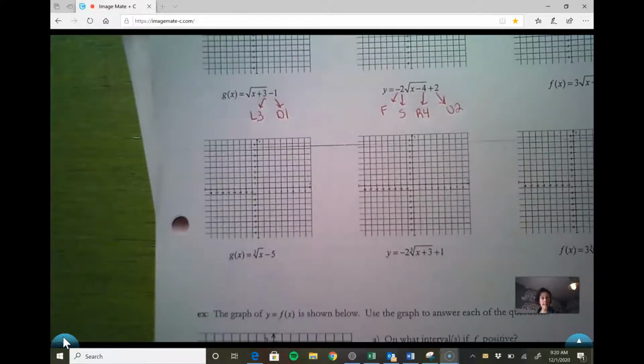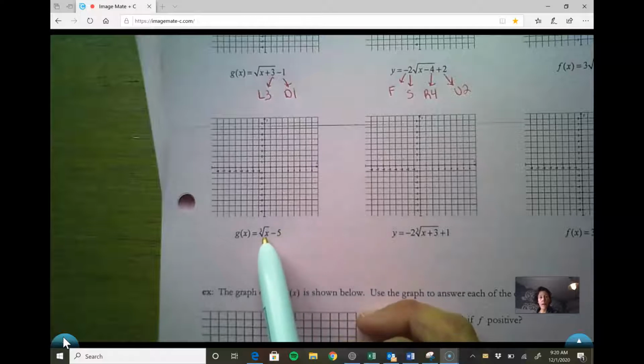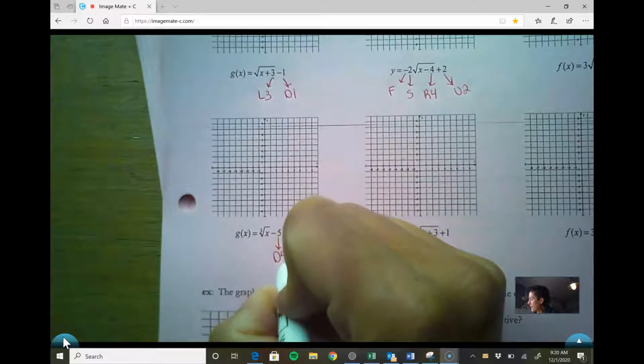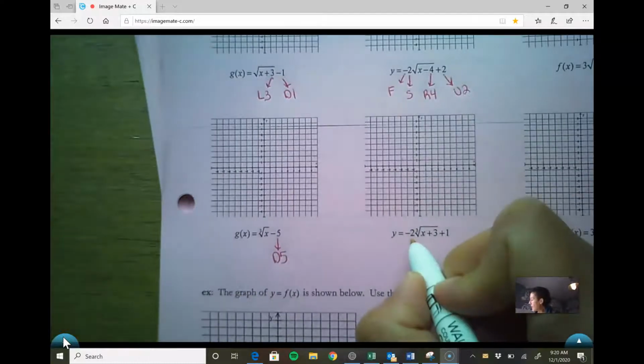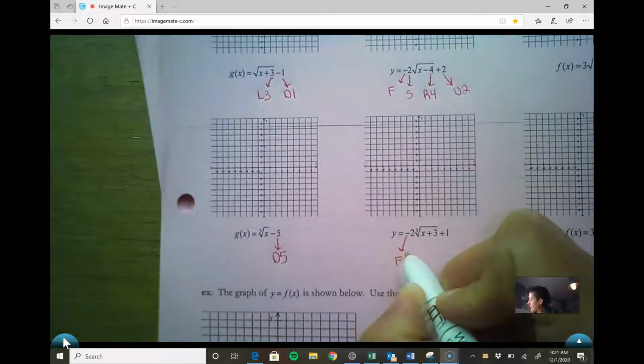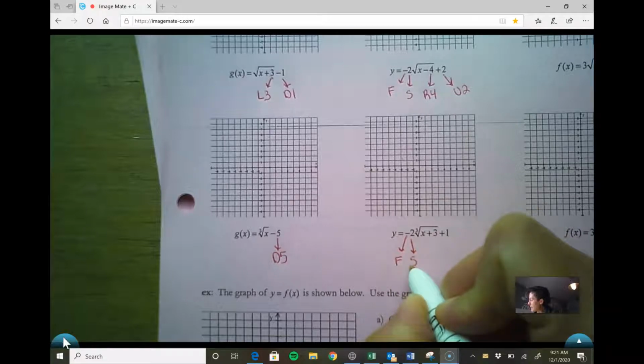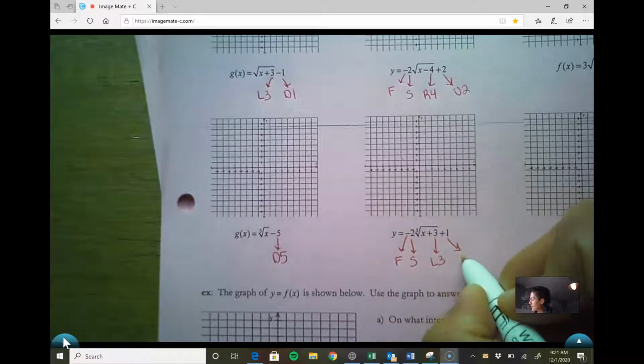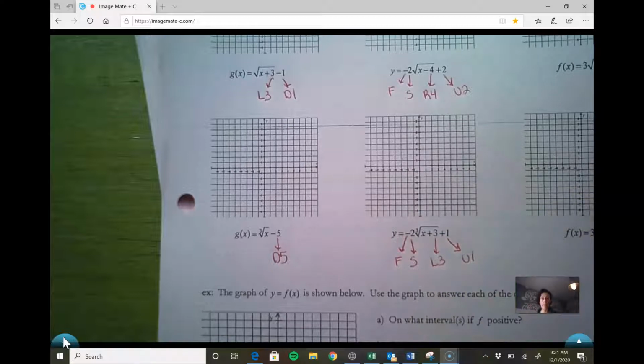Looking at some of these down here, I don't have anything in the house, so this shape will only be going down 5. And if I take a look at this one, again, I've got another flip and another stretch. I take the opposite, so that means left 3, and then this means up 1. So just looking at a couple of them.